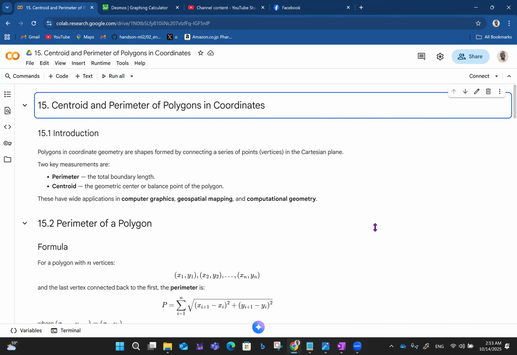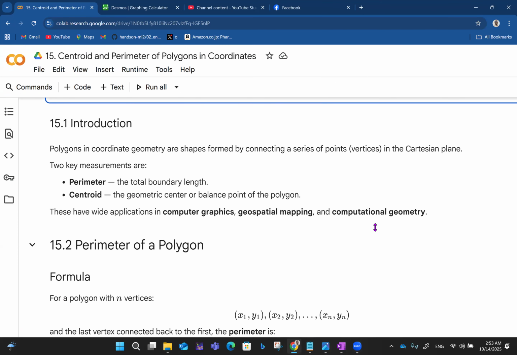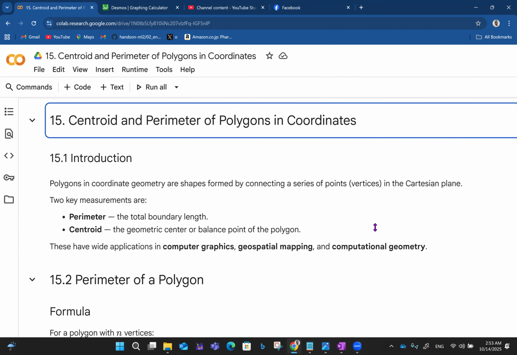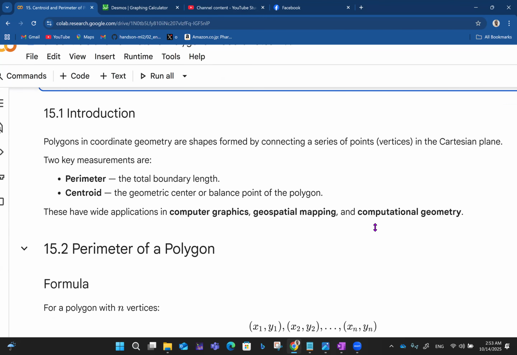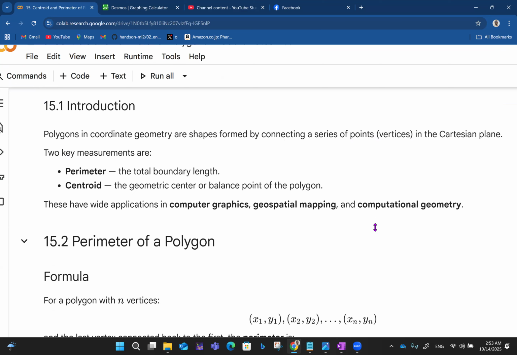And that's this. So polygons in coordinate geometry are shapes formed by connecting a series of points, or what you can call vertices, in the Cartesian plane. So two key measurements are perimeter, which is the total boundary length. It's more like the distance around an object. So if you have a triangle, if you move around it, that's the perimeter. And the centroid is the geometric center or balance point of the polygon.